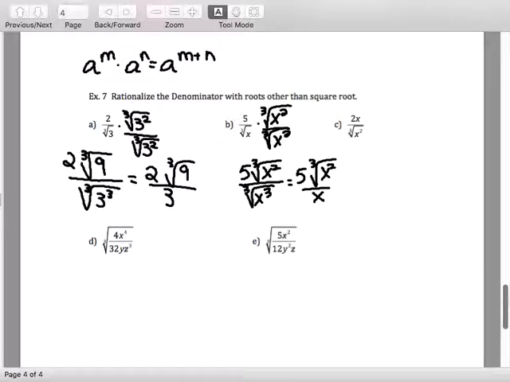So the question is, do you always multiply by it to the second power? And the answer is no. What you're trying to do is get it to a third power. So look at letter C. If I have 2x over the cube root of x squared.